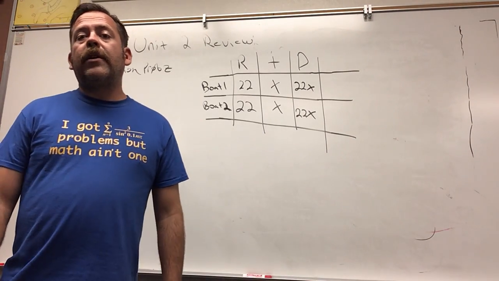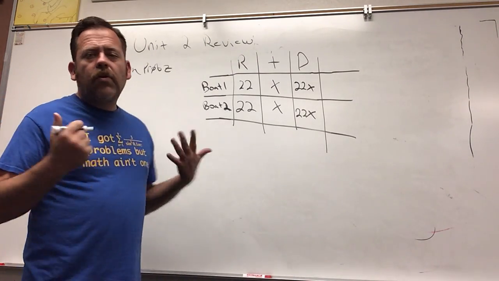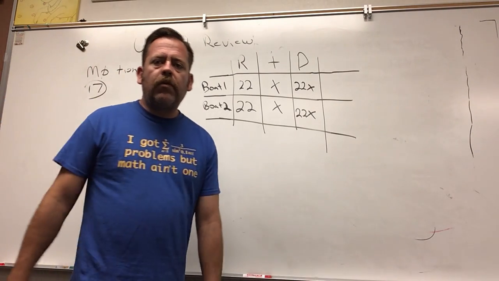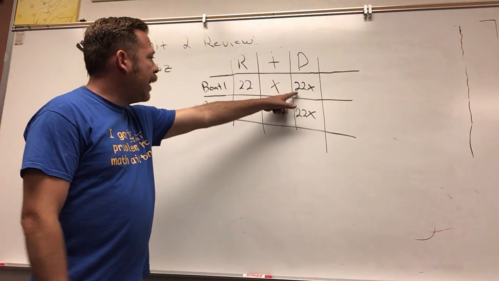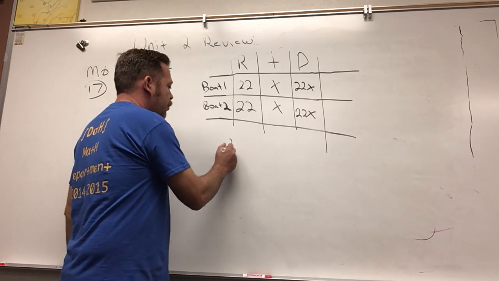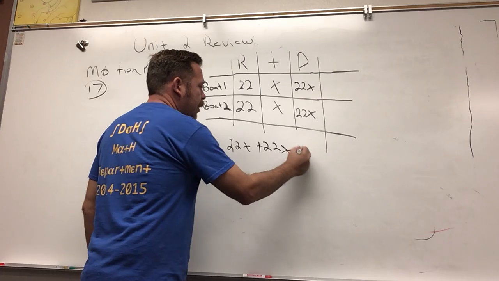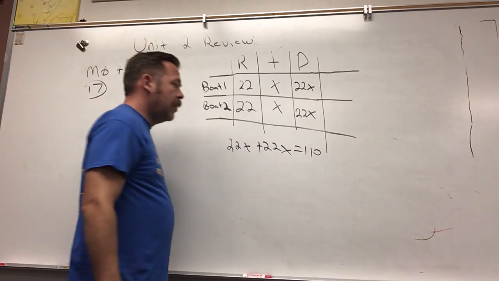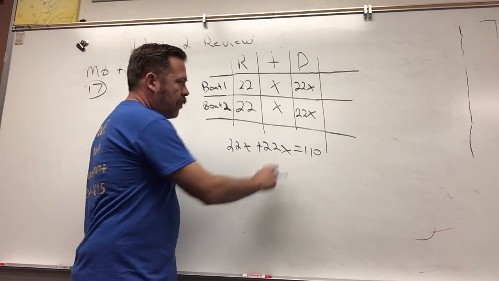Now it also gives you the information that the total distance is equal to 110 miles. It says how long until they're 110 miles apart. So total, what does total mean? Look for those words in your word bank. What do they mean? Total means add. So we're going to add this distance that one traveled to this distance that the other traveled. So I get 22x plus 22x equals 110. All right? And then we'll solve.